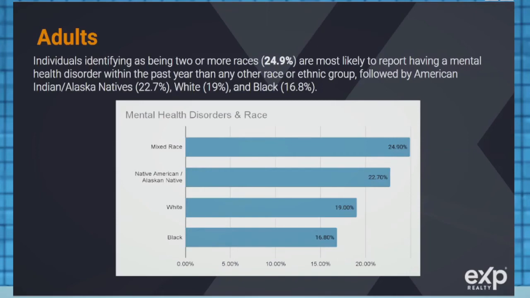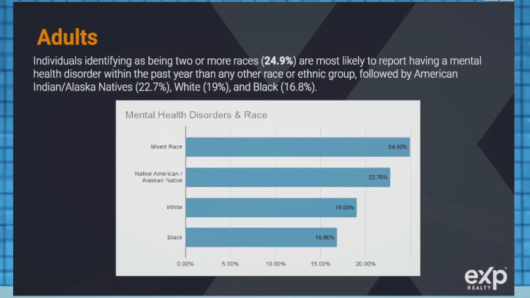24.9% of mixed race folks are reported to have a mental health disorder within the past year. That's a big number, right? Think of how many mixed race people you know. 1 in 4 have a mental health disorder. Followed by American Indian and Alaskan Natives at 22.7%, white folks at 19%, and black folks at 16.8%.